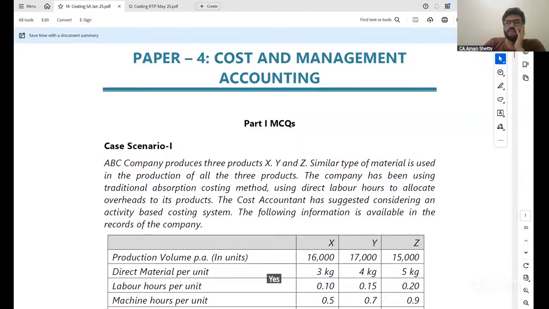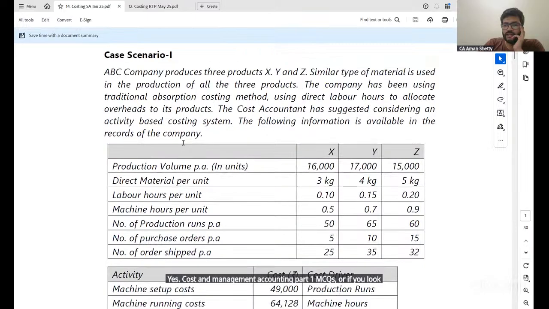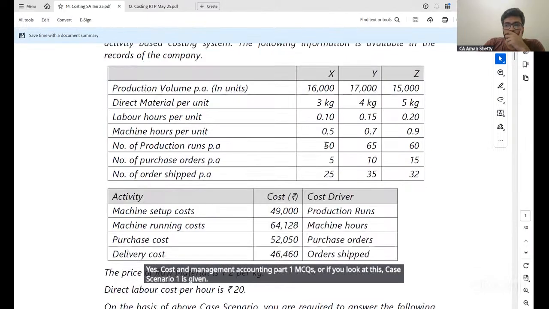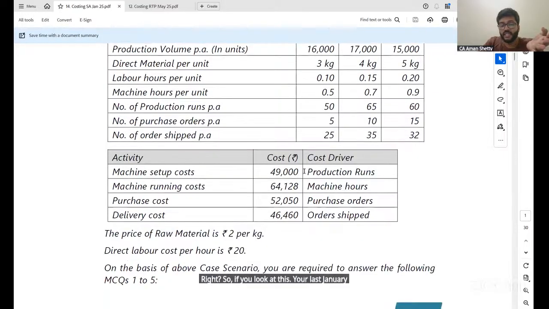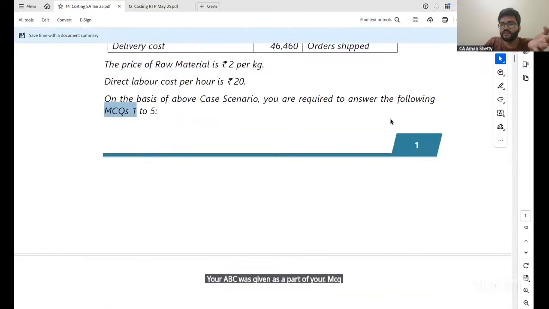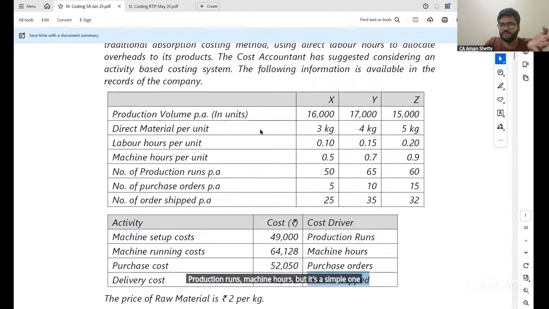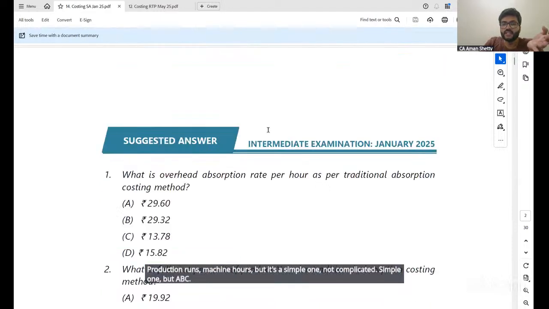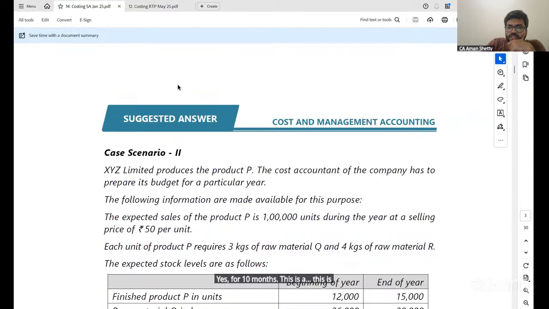Cost and management accounting, Part 1 MCQs. Case scenario 1 is given. In your last January examination, ABC was given as part of your MCQ. Production runs, machine hours, but this is a simple one, not complicated. Simple ABC, for 10 marks. Next, case scenario 2.